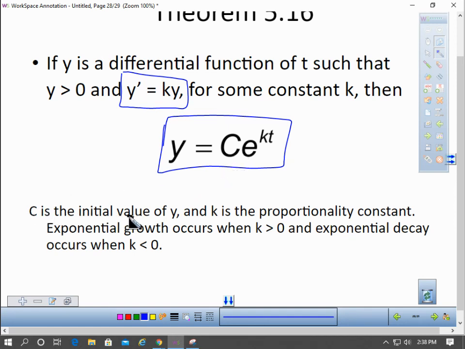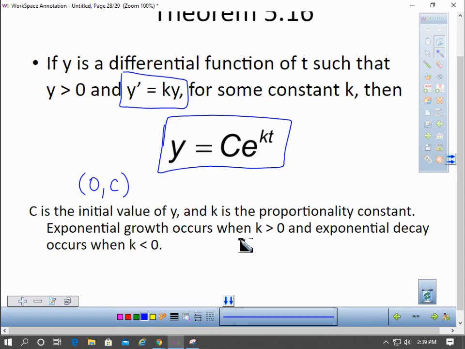So c is your initial value of y. The constant c always ends up being your initial population, because growth and decay is like the amount of bacteria, or the amount of a radioactive element, or the number of people in a population. So c, this constant, is always the initial amount of the population. It is always the starting or initial amount for the quantity that you're working with. All right, k is the proportionality constant.